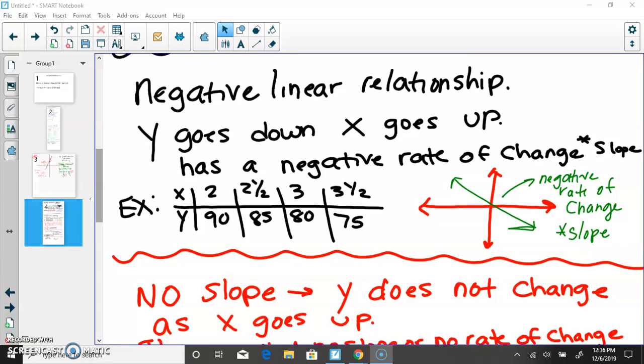So a negative linear relationship, y goes down as x goes up. It has a negative rate of change, or slope. So the example shows x going up and the y value going down. If you read the graph from left to right, you're going downhill. It shows you negative. It's a negative rate of change or negative slope.